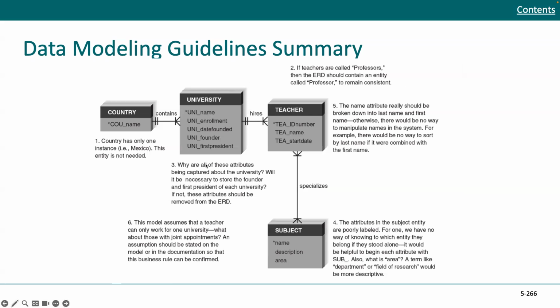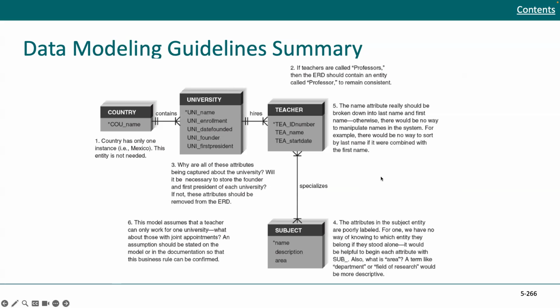Three, why are all of these attributes being captured about the university? Will it be necessary to store the founder and its first president of each university and this other stuff? Thus, you can see that there's some stuff that's not necessarily needed, and we want to be thinking about that. The attributes in the subject entity are poorly labeled. For one, we have no way of knowing to which entity they belong. If they stood alone, it would be helpful to begin each attribute with sub, underscore, and so on.